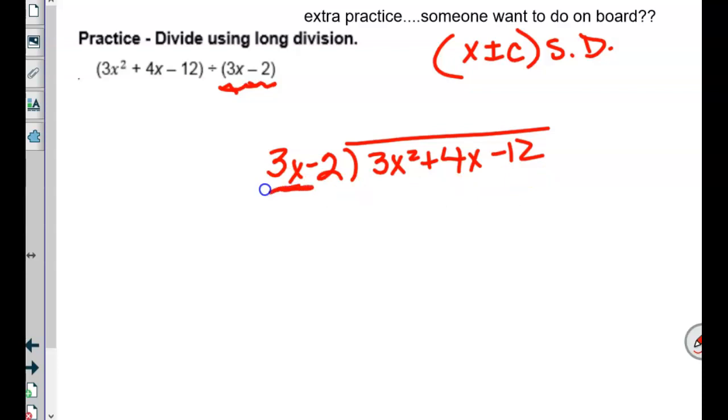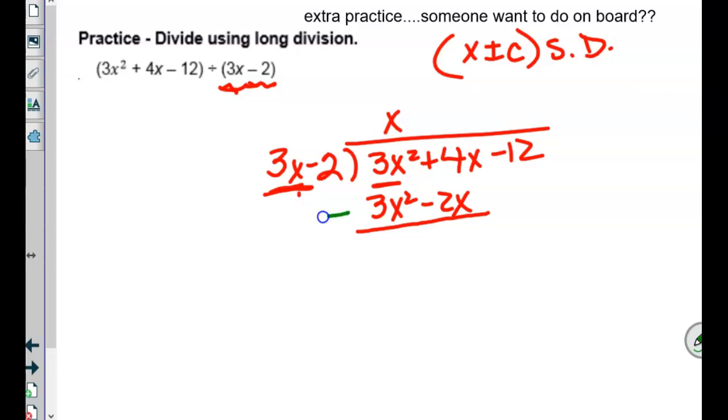So long division, how do I make 3x become exactly 3x squared? All right, so for 3x to become 3x squared, we had to multiply by an x. X times this whole quantity out here gives us 3x squared minus 2x. Then why does everybody get the next step wrong? Because I just take away negative 2x and it should be adding it.